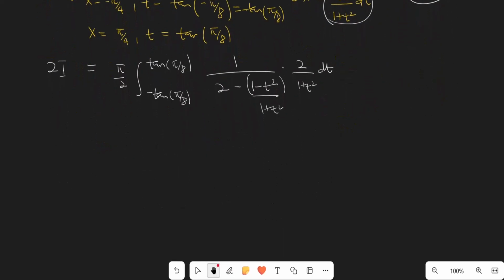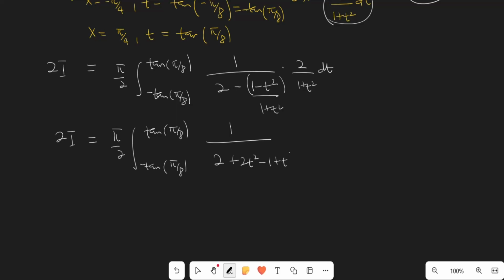Now the task is to simplify this integral. So 2I is pi over 2, the integral from negative tan of pi over 8 to positive tan of pi over 8 of 1 all over, simplifying this out, 2 plus 2t squared minus 1 plus t squared, right? Times 2 all over 1 plus t squared. This all over 1 plus t squared here, dt.